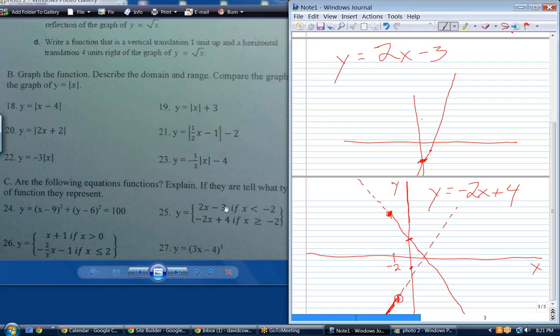If I were to graph both of these functions without the restriction on them, it would look like this. The dotted line is the portion that is restricted. In other words, this function is only true when x is greater than or equal to negative 2. And this is the function only when x is less than negative 2. So I can't put these dotted lines on it. They don't belong there because that's not what the function is when x is greater than negative 2.